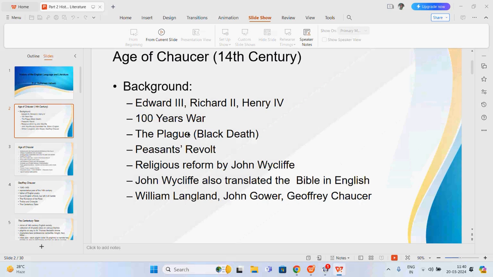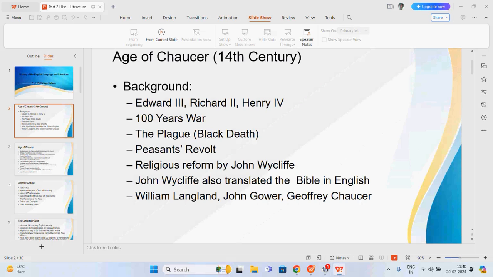A quick look at the background to the 14th century is presented on your screens. This is the period which was ruled by 3 different kings, Edward III, Richard II, and Henry IV. This is also the period of the 100 Years' War. This is the period of the plague or the Black Death. This was the time, basically because of a result of the plague, the peasants' revolt took place.